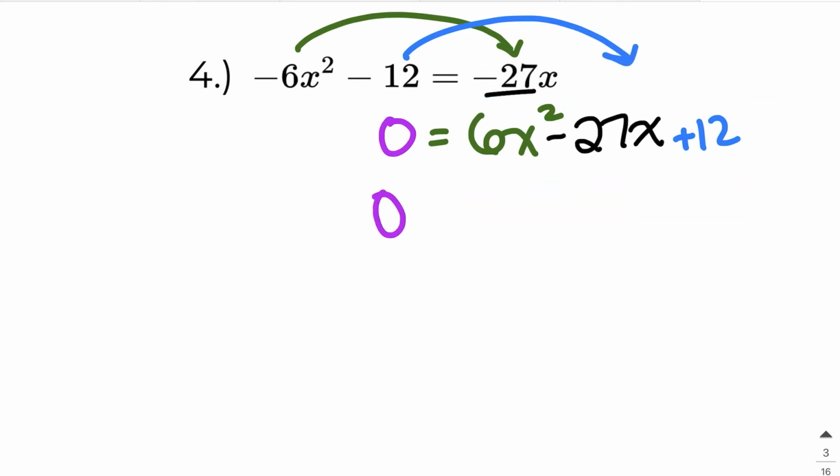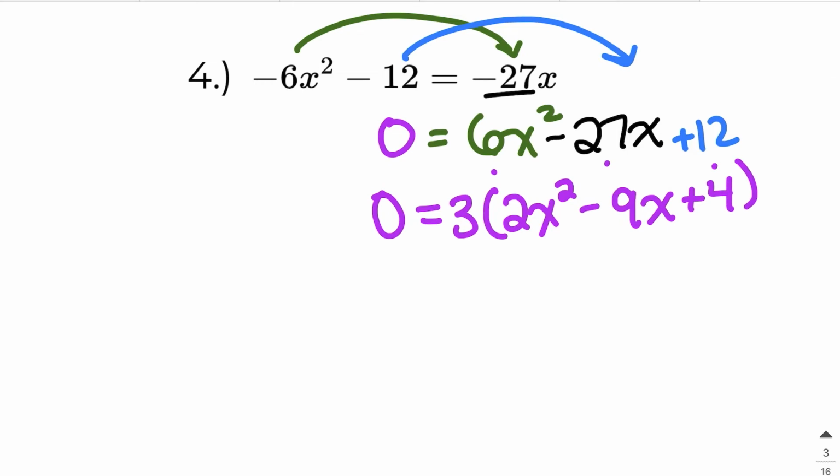And the first question I always ask myself whenever I factor is, is there a GCF? Is there anything in common with these three terms? And I can see that they're all divisible by 3. So when I take out a 3, I have 2x squared left over. When I take it out of this minus 27x, I get minus 9x left over. And when I take it out of this 12, I get a 4 left over. You may have wanted to go straight to factoring here, but it's so much easier to take out that GCF and do your factoring with this.